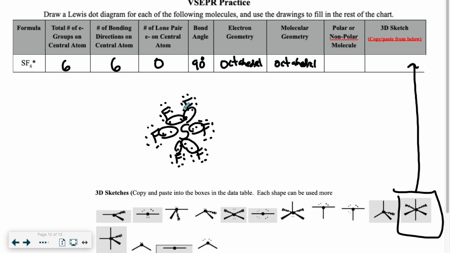And because all 6 of these bonds are polar and they're all exactly the same combination, sulfur to fluorine, they're all pulling in equal and opposing directions. This is going to be a non-polar molecule overall.